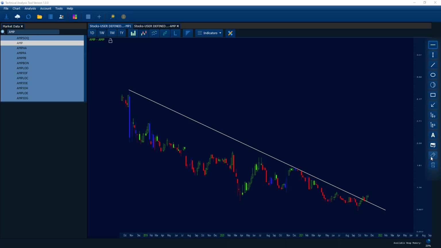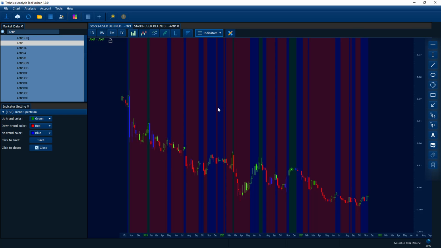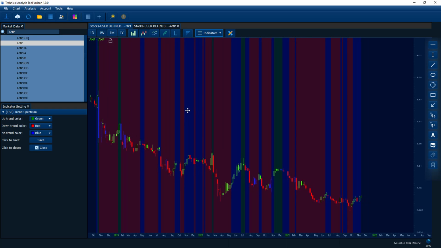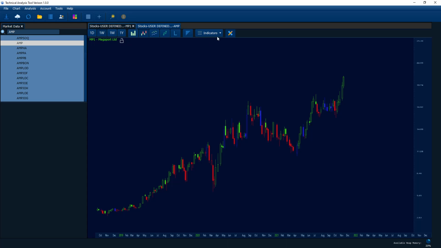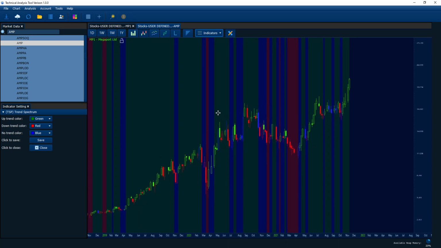So let me introduce our way to do it. In our application, we have an indicator, which is the topic of this tutorial: the trend spectrum. When you want to bring up the trend spectrum, click on the indicators and find this TSP, the trend spectrum. It has two stars behind it, and I'll explain what that means. If you click that, as you can see, the spectrum is drawn as the background of this chart. The trend spectrum is added to your chart.